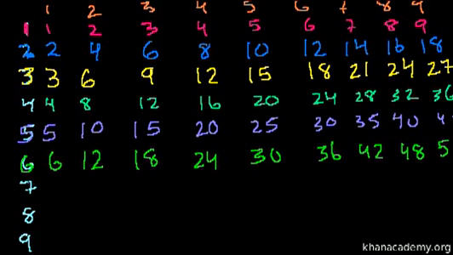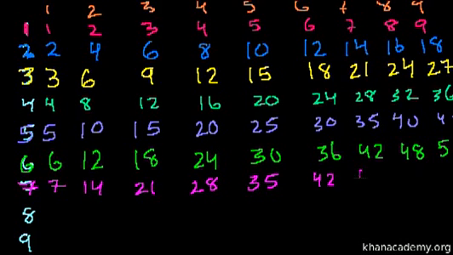7 times 1, that's 7. 7 times 2 is 14. 7 times 3, 21. 7 times 4, 28. 7 times 5. What's 28 plus 7? Let's see. If you add 2, you get to 30. Then you have 5. That's 35. 7 times 6, 42. 7 times 7, 49. 7 times 8 is going to be 7 plus this, so it's 56.